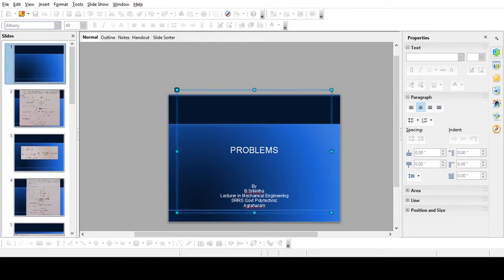Next, this is a repeatedly asked question. A steel plate 120 mm long and 40 mm wide is subjected to a tensile stress of 50 Newton per mm square and a compressive stress of 80 Newton per mm square as shown in the figure. If E is equal to 2.07 into 10 to the power of 5 Newton per mm square and Poisson's ratio is 0.3, calculate the change in length and width of the plate.